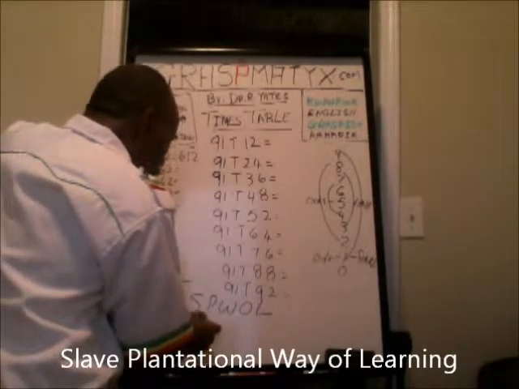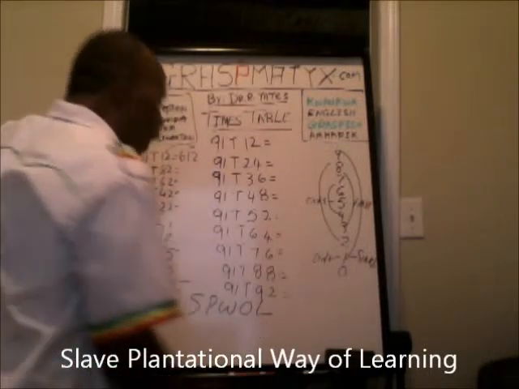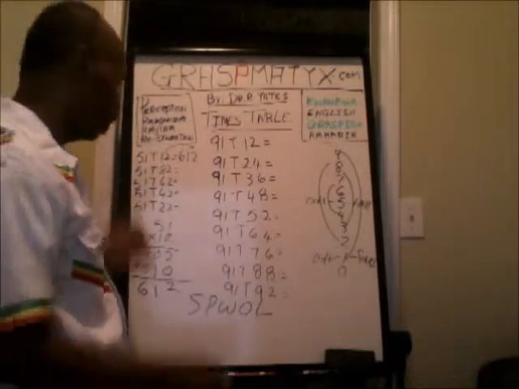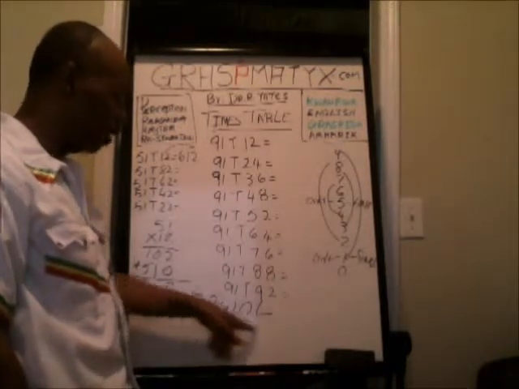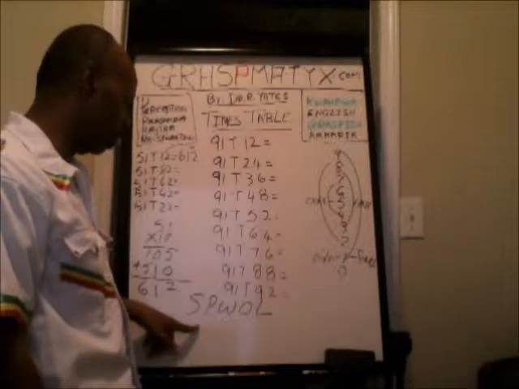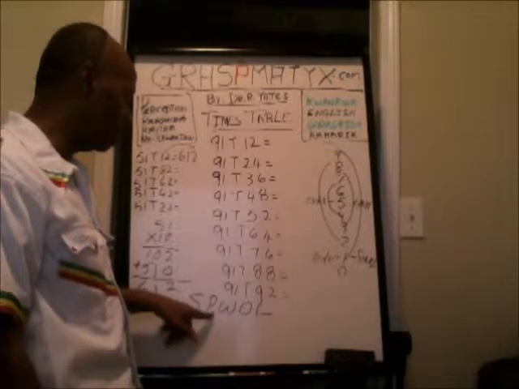SPUL means slave plantational way of learning. Ha! Some of you are laughing in the room. Good for you, you see the humor in that one. But this is a dangerous way of teaching our children, the SPUL system. Slave plantational way of learning.